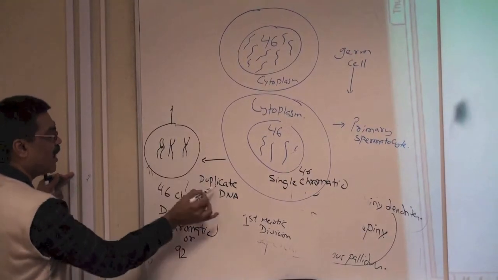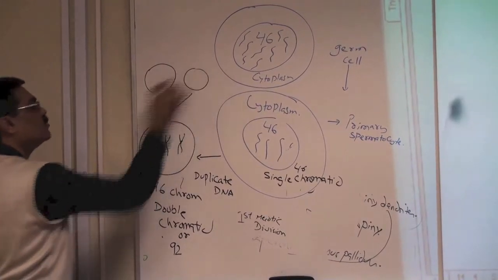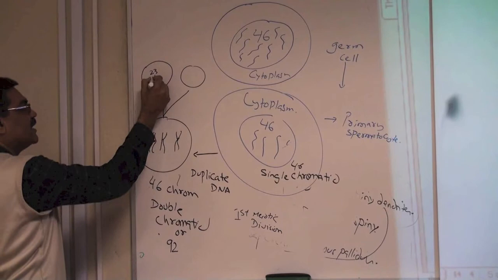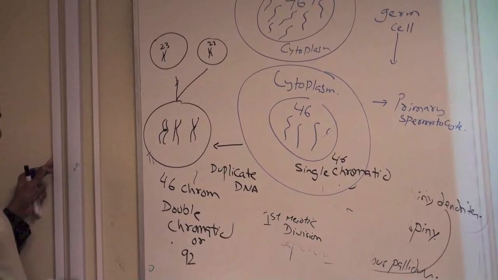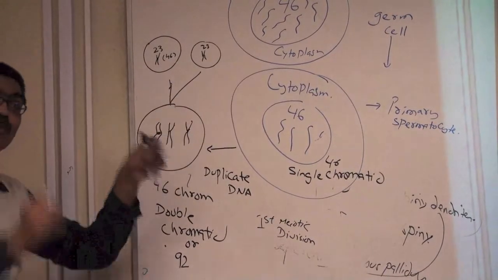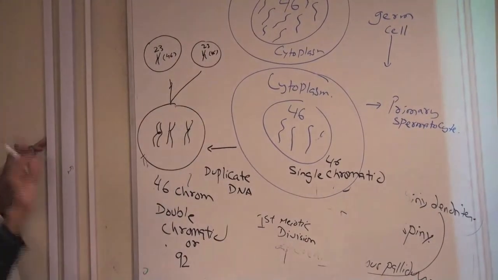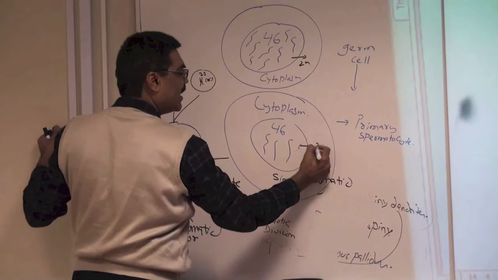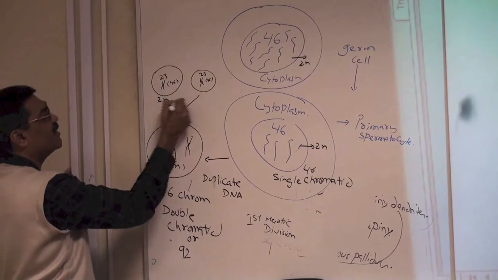Now it enters into the first meiotic division, and it makes two cells. One, two. Now each cell has how many? 23 chromosomes with double chromatids. So how many chromatids? 46. Like this, 23 chromosomes, but each chromosome with double chromatid. So 46 and 46. Here the amount of DNA was 2N. Here the amount of DNA 2N. Here the amount of DNA 4N. But here again the amount of DNA 2N.